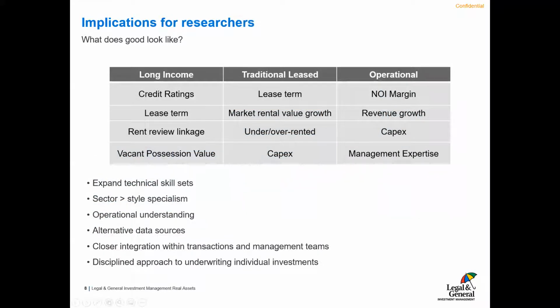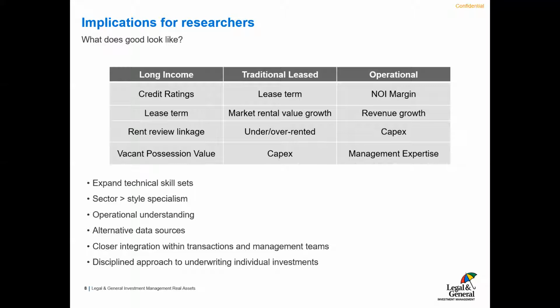Finally, from more of a research perspective, we do think this shift towards more operational real estate has implications for researchers within the industry, and makes you consider differently what good looks like across these different styles of investment. So are you more preoccupied with the credit rating? You don't care as much about the credit rating when you're in the operational sector, because there you're really trying to understand the net operating income and what the risks are around that net operating income going forward. But certainly this shift towards operational real estate does have implications for researchers going forwards.